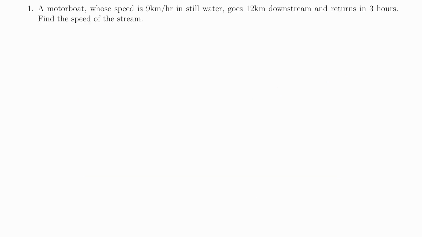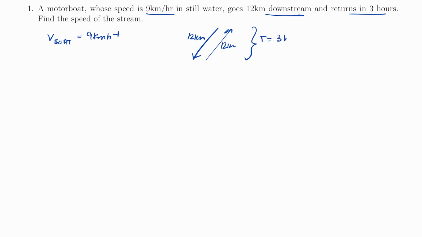A motorboat whose speed is 9 km per hour, so the velocity of the boat is equal to 9 km per hour, goes downstream 12 km and then returns in 3 hours. So again it goes back 12 km and the total time taken is 3 hours. We have to find the speed of the stream. So let us take the speed of the stream to be x.